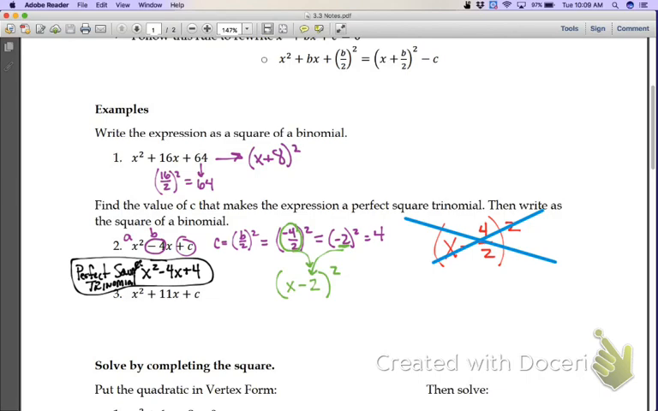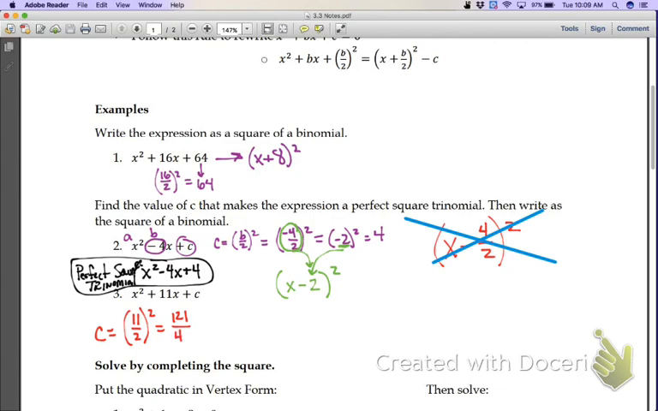Now, on 3, what do we need to do here, though? How are we going to find c? What do we need to divide? By what? 11 by 2. So 11 divided by 2, and then quantity squared. What's 11 squared? 121. What's 2 squared? 4.